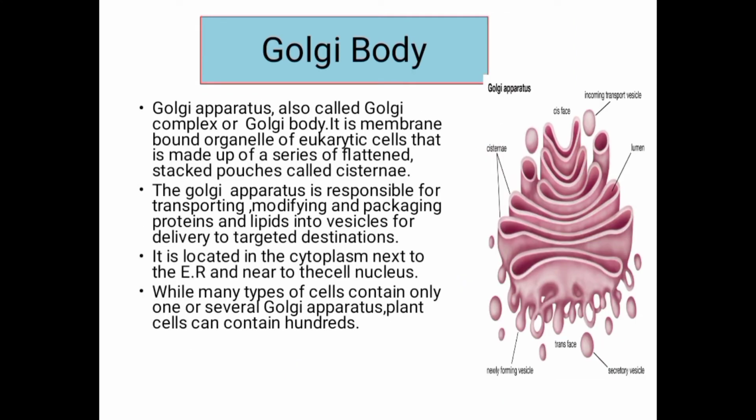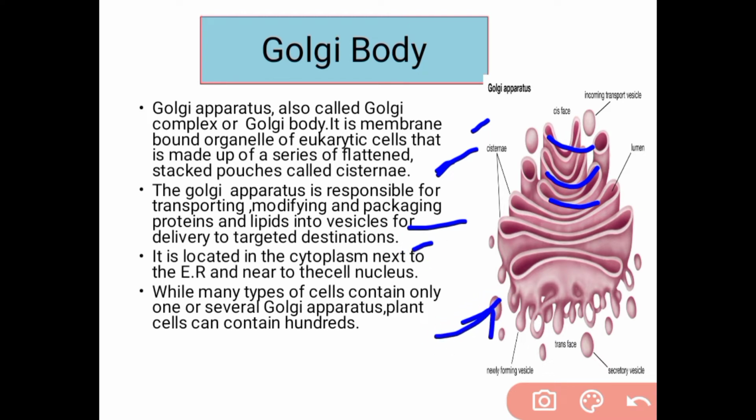Then the Golgi body, Golgi apparatus, also called Golgi complex or Golgi body. It is a membrane-bound organelle of eukaryotic cells that is made up of a series of flattened stacked pouches called cisternae. The Golgi apparatus is responsible for transporting, modifying, and packaging proteins and lipids into vesicles for delivery to targeted destinations. It is located in the cytoplasm next to the endoplasmic reticulum.